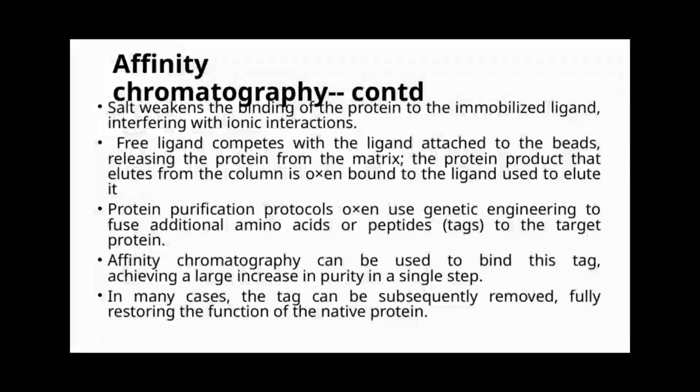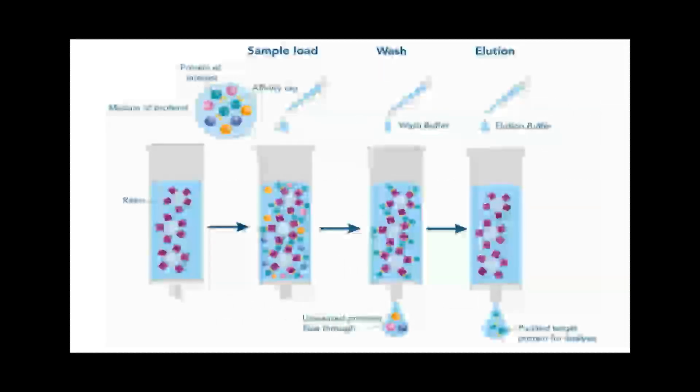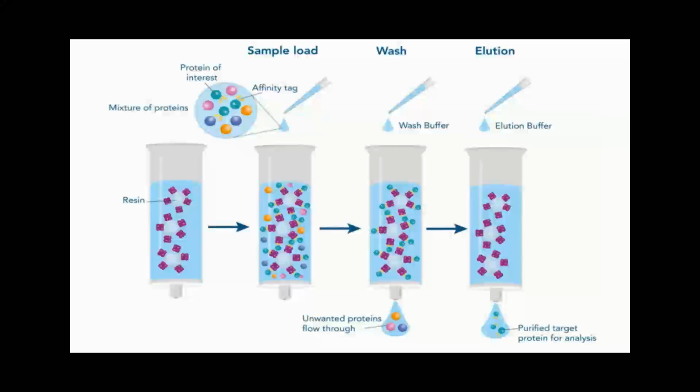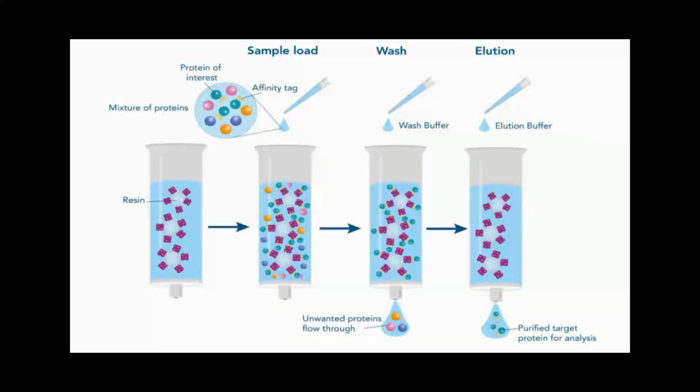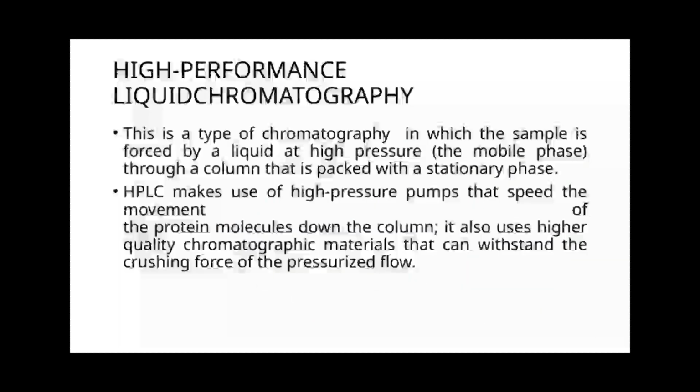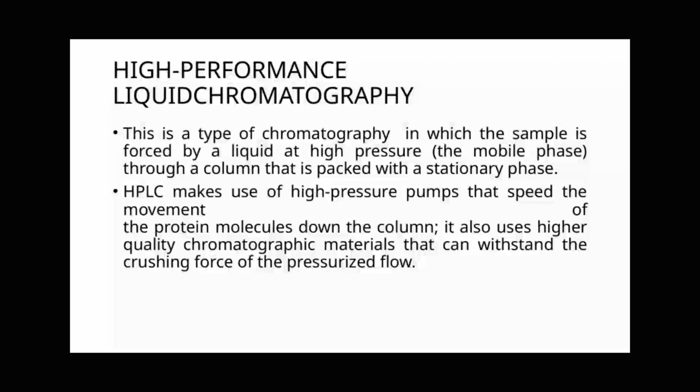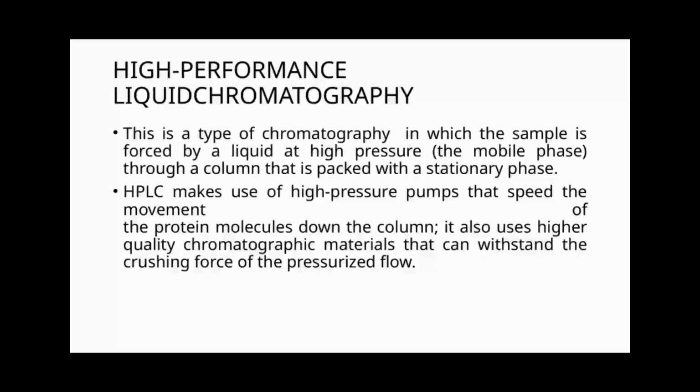This slide is about a specific type of chromatography called high-performance liquid chromatography, or HPLC for short. Essentially, in this method, we use a liquid, known as the mobile phase, to push the sample through a column at high pressure. The column itself is packed with a stationary phase, which helps separate the different components of the sample. What makes HPLC stand out is the use of high-pressure pumps.